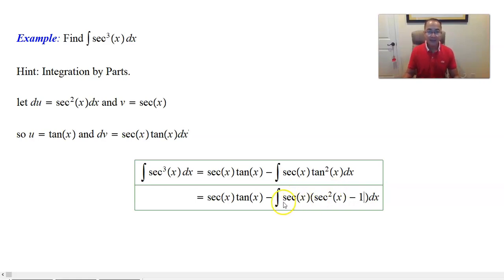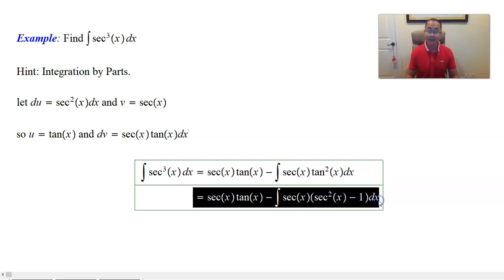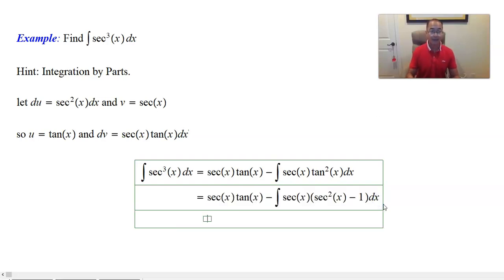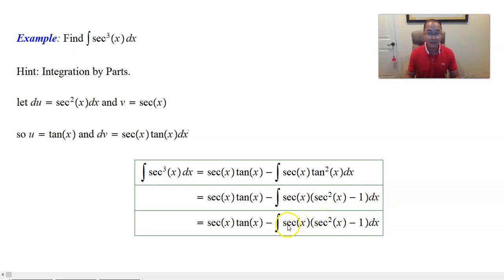And that's good because, oh no, we're back to where we started, secant cubed. Remember when we did integration by parts, sometimes you end up back where you started. It does not mean you just wasted the last 10 minutes of your life. You might be able to solve for the integral by doing some algebra. Okay, so distribute. Secant squared becomes secant cubed, and we still have a minus secant of x.